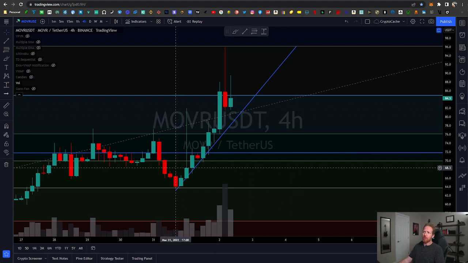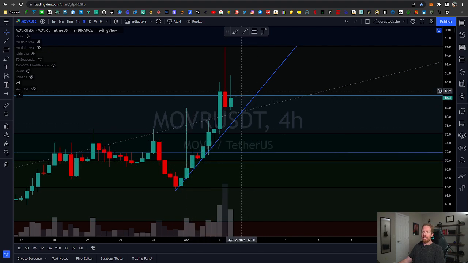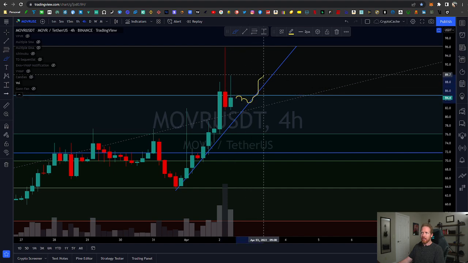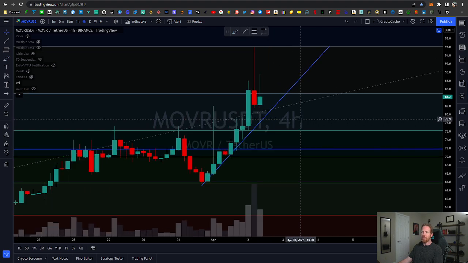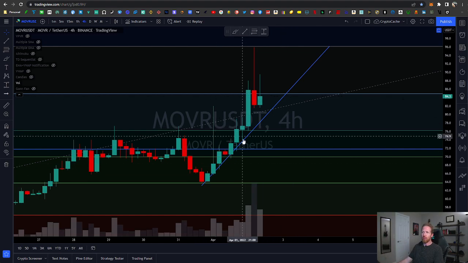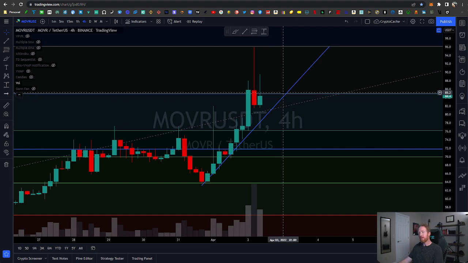In other words, if we can see this, it's been tested a few times here on the 4 hour. The likelihood of it coming over and testing it and continuing higher is pretty high. So in most cases, if you have a trend line like this, the likelihood of it continuing is greater, until it breaks, of course, and then we've got to look at it again and see what's going on. But generally speaking here, Movr is looking like it wants to continue sideways and up from here.